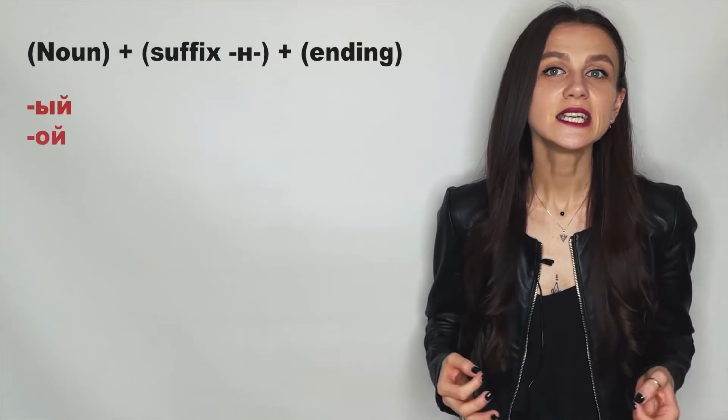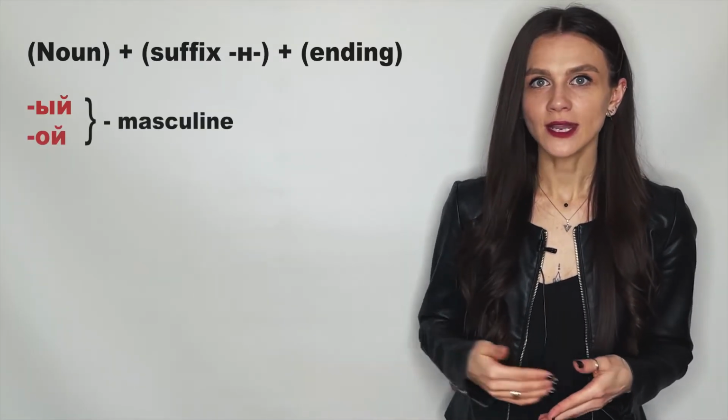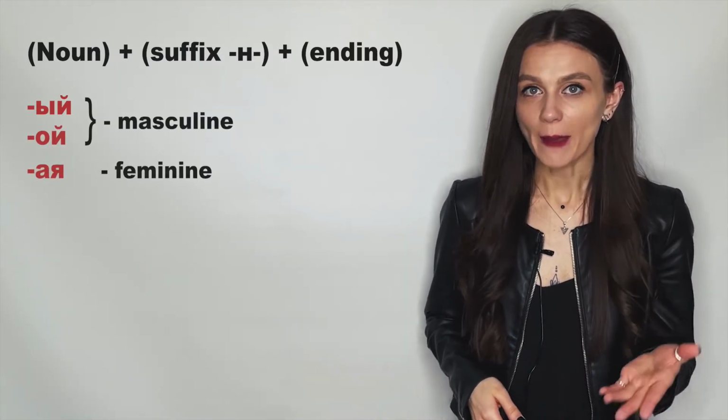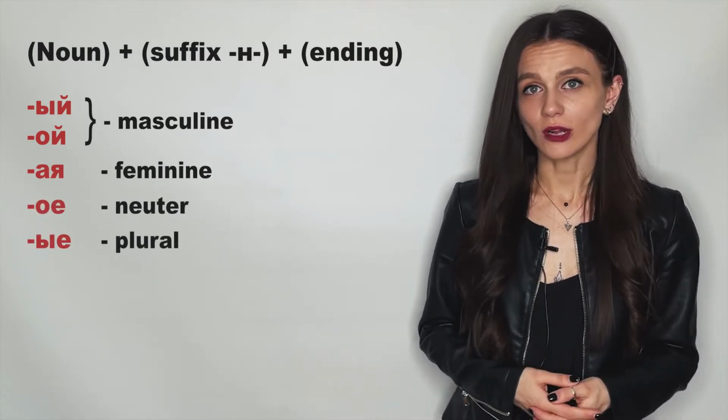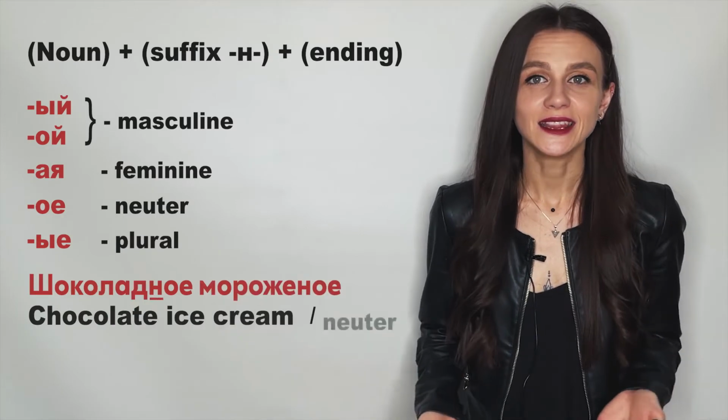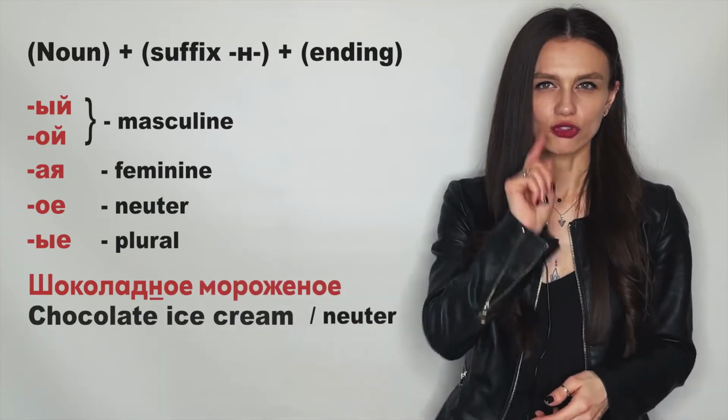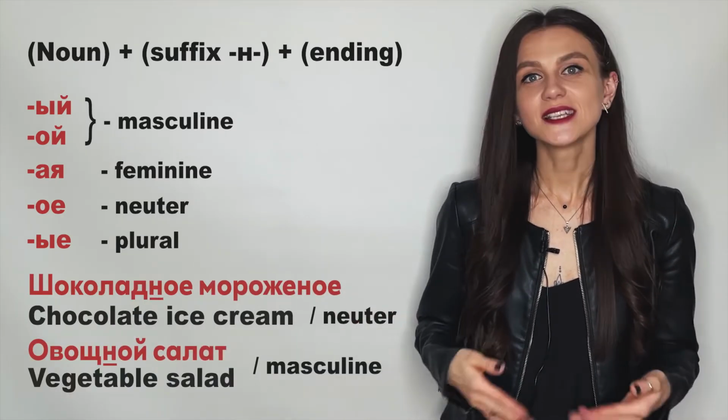We use "ый" or "ой" for masculine nouns, "ая" for feminine nouns, "ое" for neutral nouns, and "ые" for plural. For example, шоколадное мороженое – neutral, овощной салат – masculine.